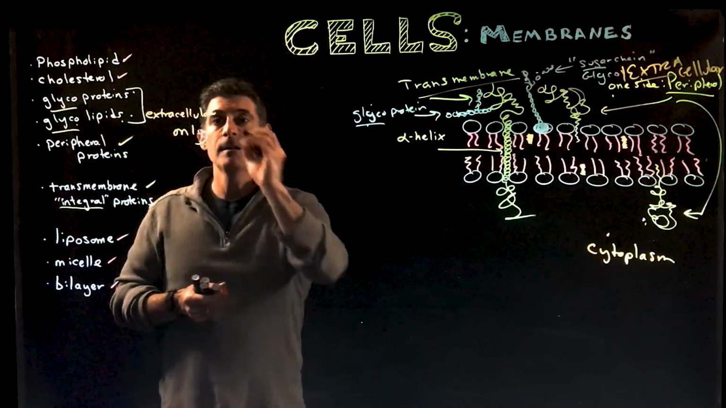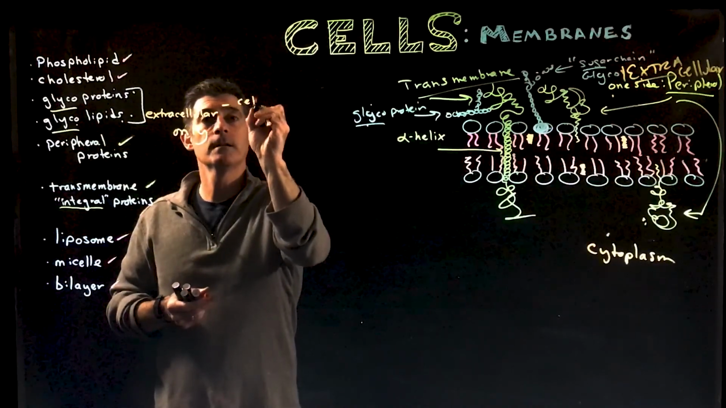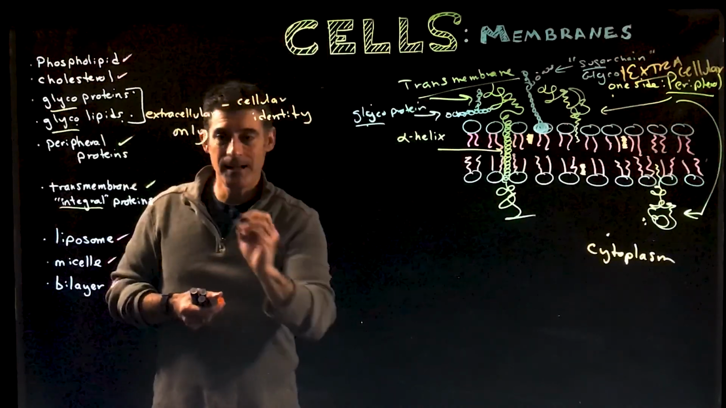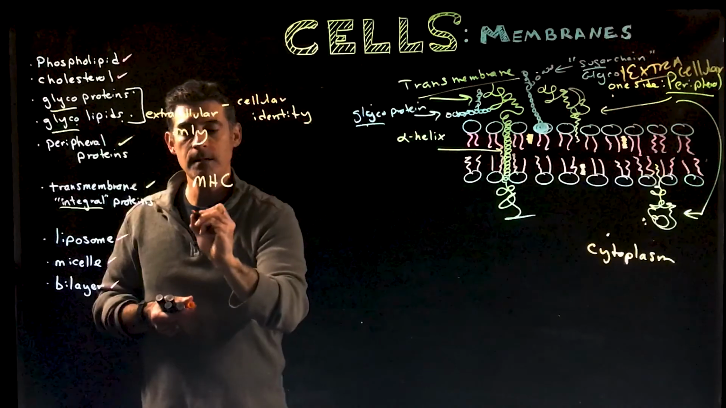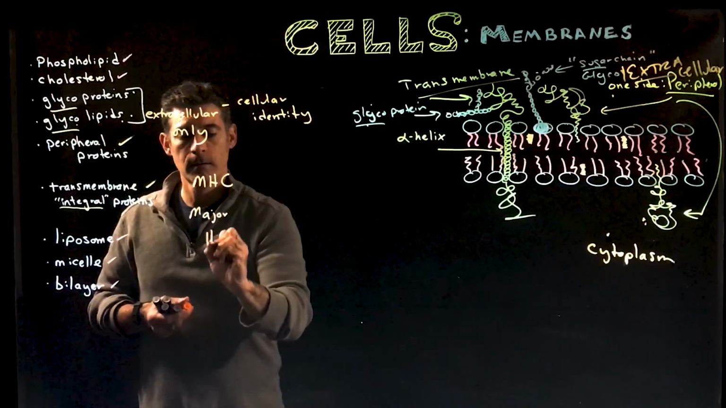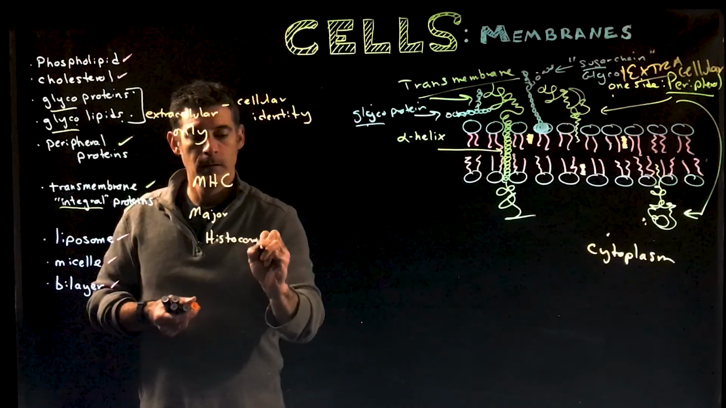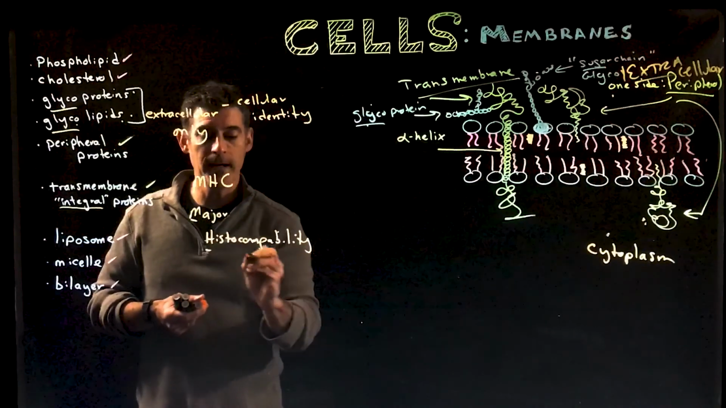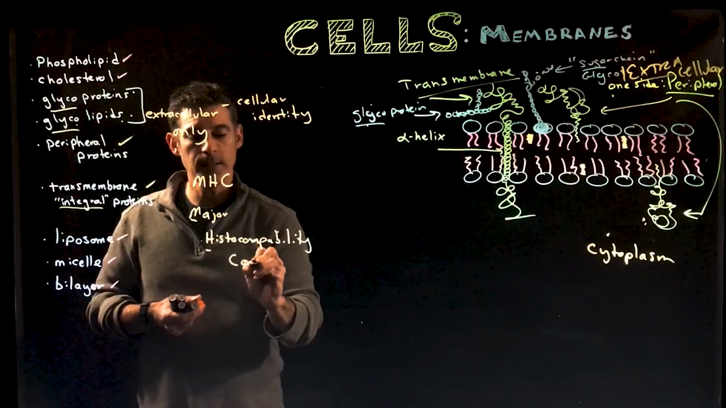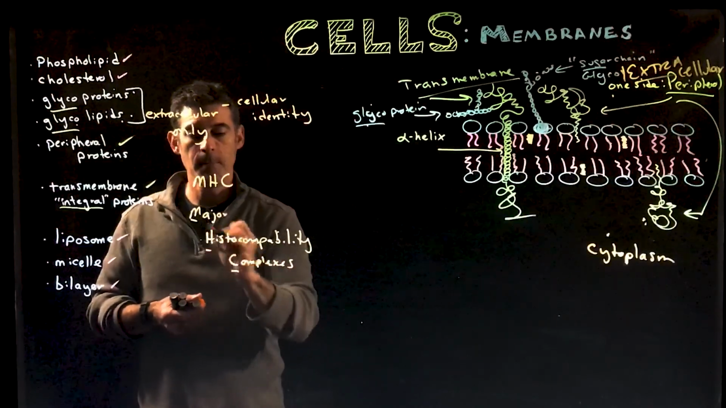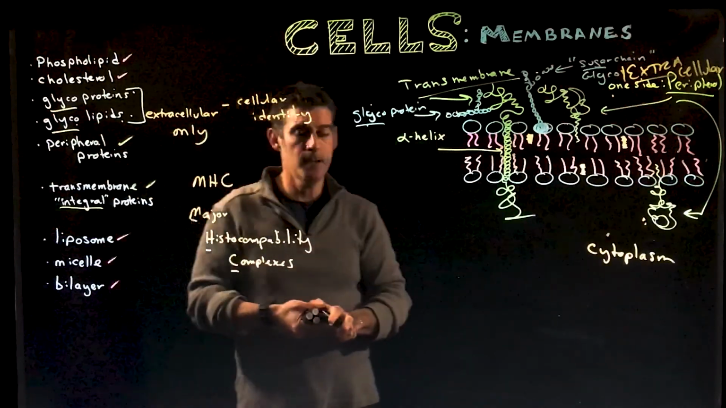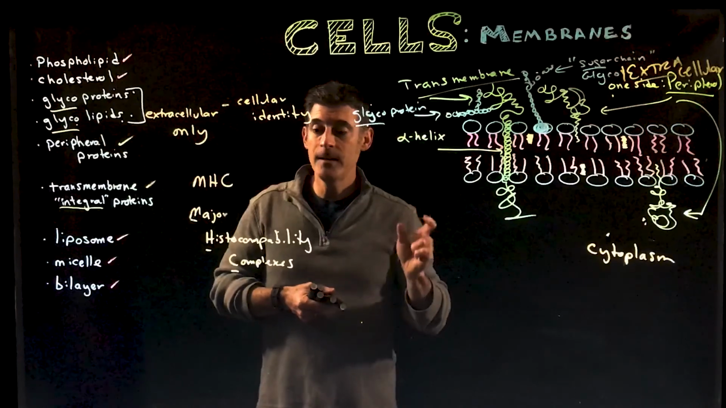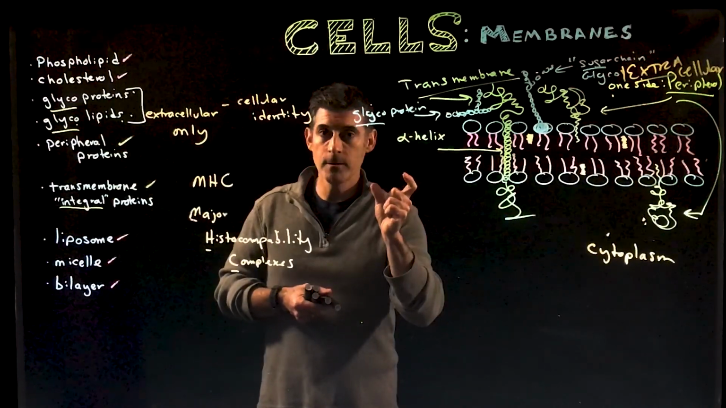Glycoproteins and glycolipids, their job is often in cellular identity. So one example of this are things called MHCs. This is major histocompatibility complex, MHC. So this is why we say MHC and not major histocompatibility complex all the time. MHCs are glycoproteins, glycolipids. These are, for example, the molecules that give you your blood type.